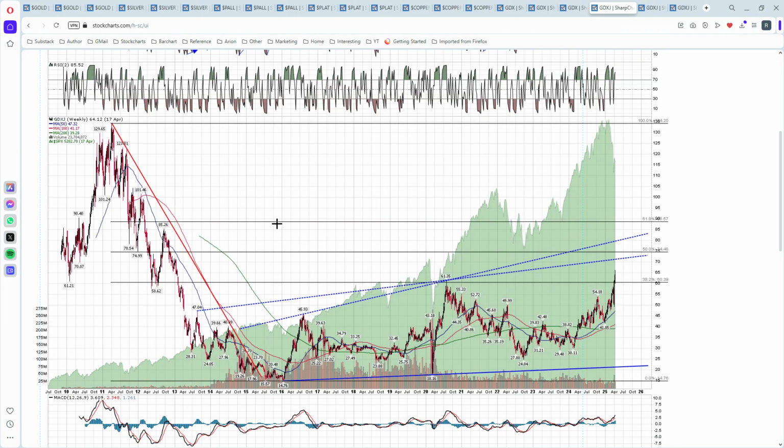GDXJ on the weekly chart. Here is a very, very different picture. We've only actually made it back to the 38.2% retracement of this high in 2011 on GDXJ. But we've got this nice looking, what looks like a bear flag, actually. So I've got a couple of trend lines here. One of those is in about the 72 area, and the other one is in the 80 area.